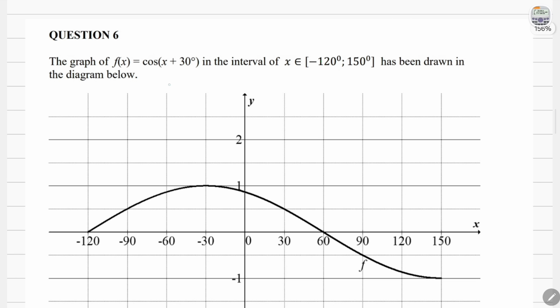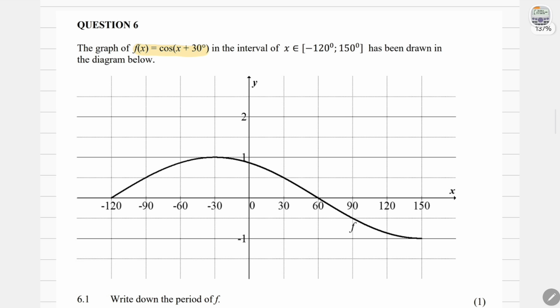Question 6 says the graph of f is equal to cos(x + 30 degrees) in the interval where x is an element of [-120 degrees, 150 degrees] has been drawn in the diagram below. Also notice that they've used square brackets here, which means that these are actual x values included in this interval. So we should also be able to consider the y value where x is equal to negative 120 degrees and the y value at 150 degrees as well. Those are actual included points.